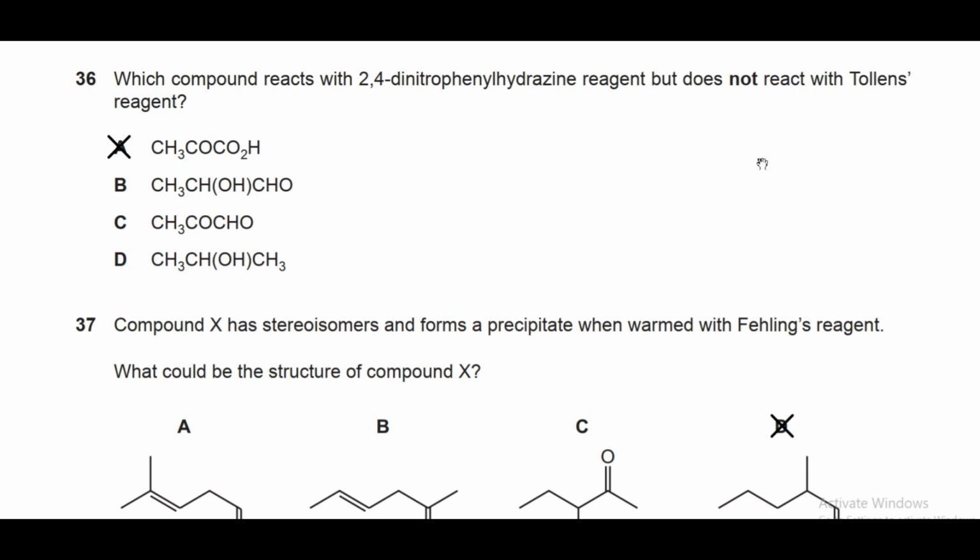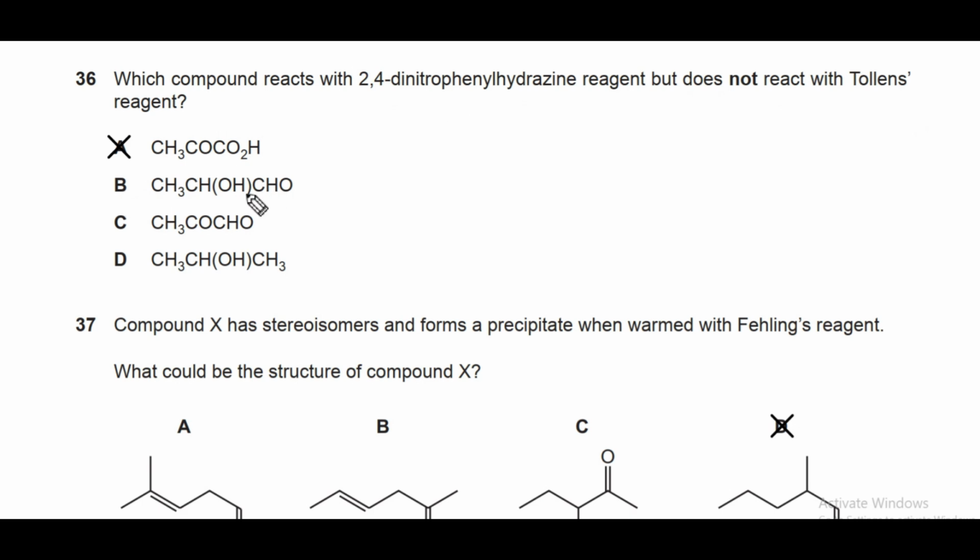Next, this is question 36. Which compound reacts with 2,4-dinitrophenyl hydrazine? That means aldehyde and ketone react with 2,4-dinitrophenyl hydrazine but do not react with Tollens reagent. Ketone does not react with Tollens reagent, aldehyde reacts with Tollens reagent. So that compound will be a ketone.